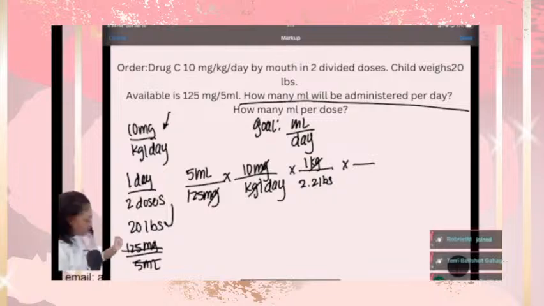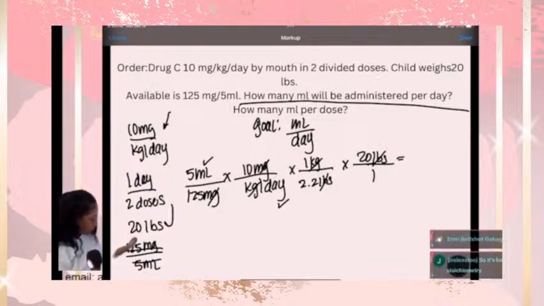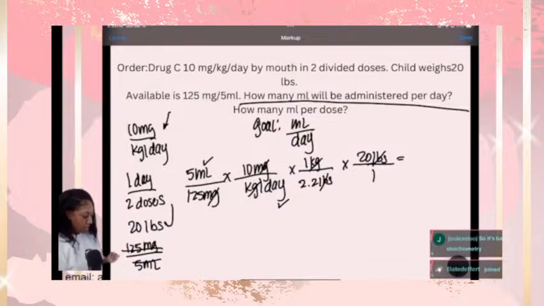Hallelujah. All right, so 20 pounds. Yep. And that's gone. So what do we have here? Milliliters at the top. Looks good. Days at the bottom. Everything else is crossed out. And you didn't have to do any calculations before you calculate, all right?